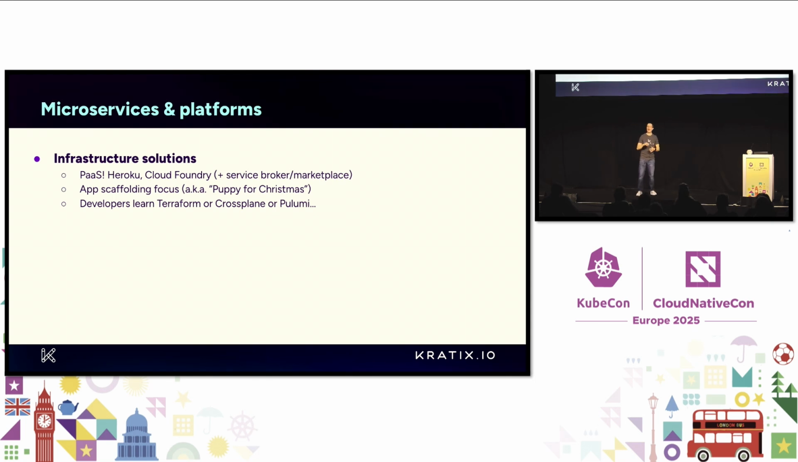There was a whole lot of app scaffolding popping up at the time, and I jokingly call this puppy for Christmas, because you say to your ops team, your platform team, as a developer, I need a database and I need some networking stuff set up in Amazon, and they give you some Terraform code. And day one, much like that puppy, happy days, right? But then day two, the puppy starts making a mess. You've got to walk it all the time.